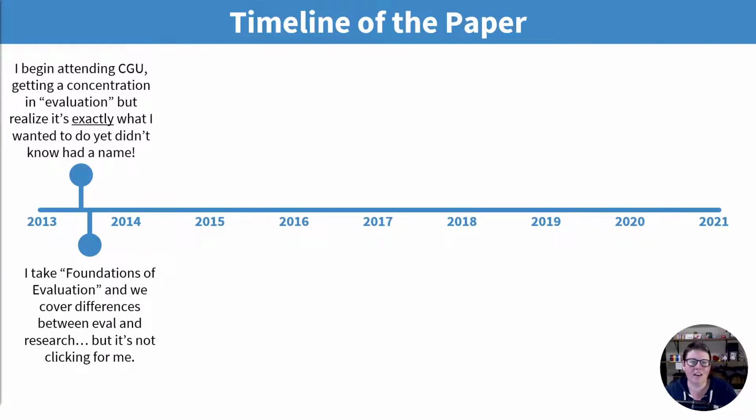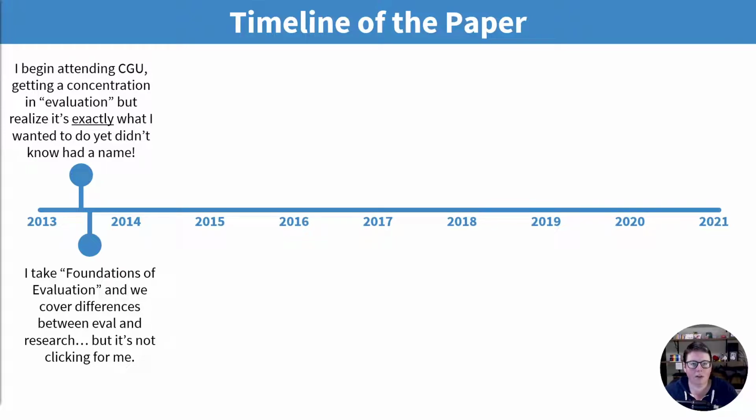And so day one, first semester of the master's program, we're taking this Foundations of Evaluation course. One of the topics we learn about is differences between evaluation and research. And it didn't really click with me. I was still trying to figure out what is the difference, what are the distinctions. I kind of knew what research was going into all of this, but I still wasn't clear, what is the difference between these two?